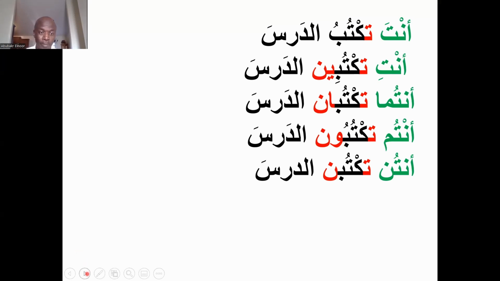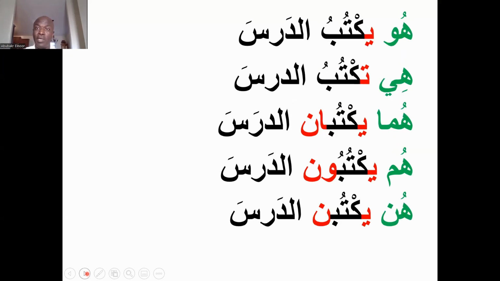Let's move to the third person. It's called that way because that person is not with us. We are not talking to that person. We are talking to someone else about someone else. So the person that we are talking about is the third person, the person who is absent at the moment. Let's see how the present tense is conjugated for that person.